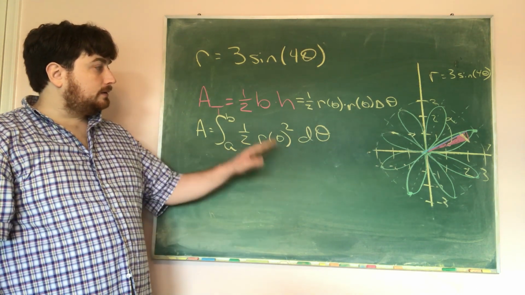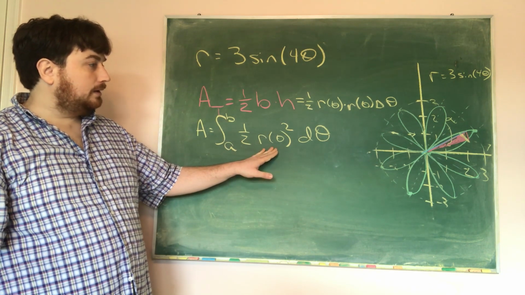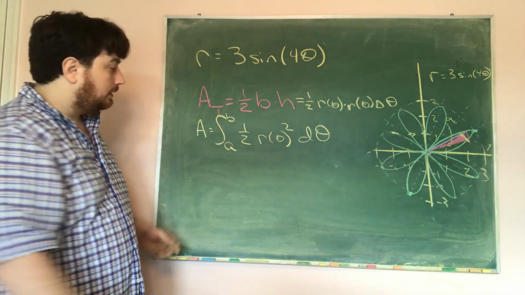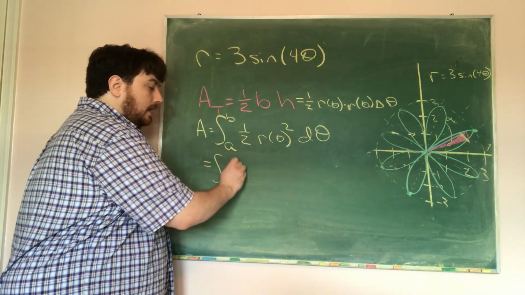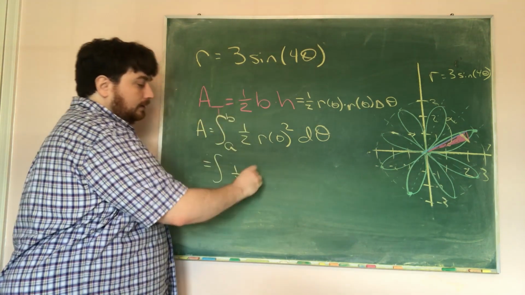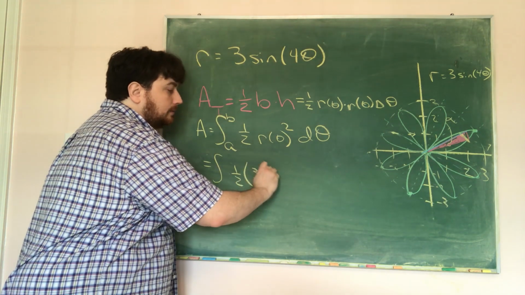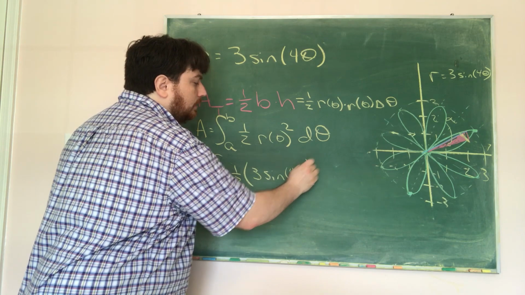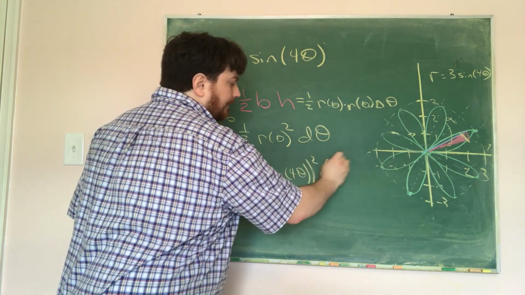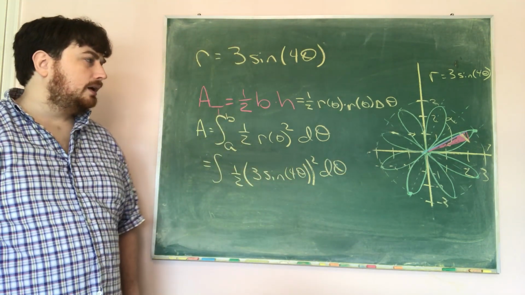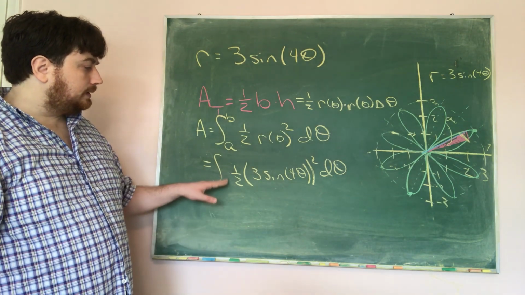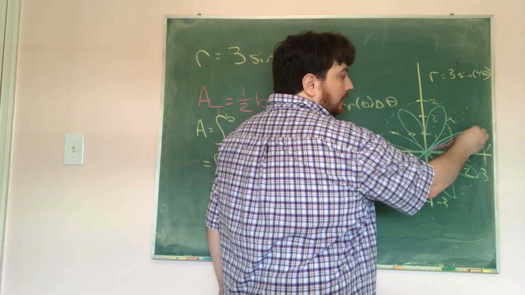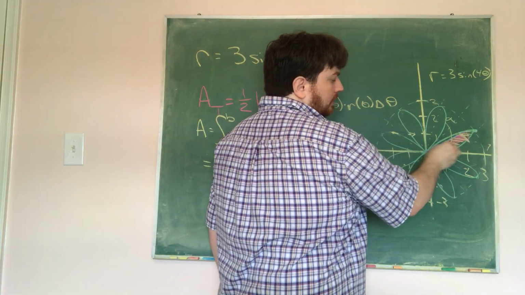And so now what I have to do is just say, well, what is r of theta? And what's my beginning value? And what's my ending value? And so I already know r because that's given to me. So I'm going to get 1/2 times 3 sine of 4 theta squared d theta. And now I'm going to have to say, well, where does it start and where does it stop? Well, if I want to look at just this leaf, so I'll fill that in.